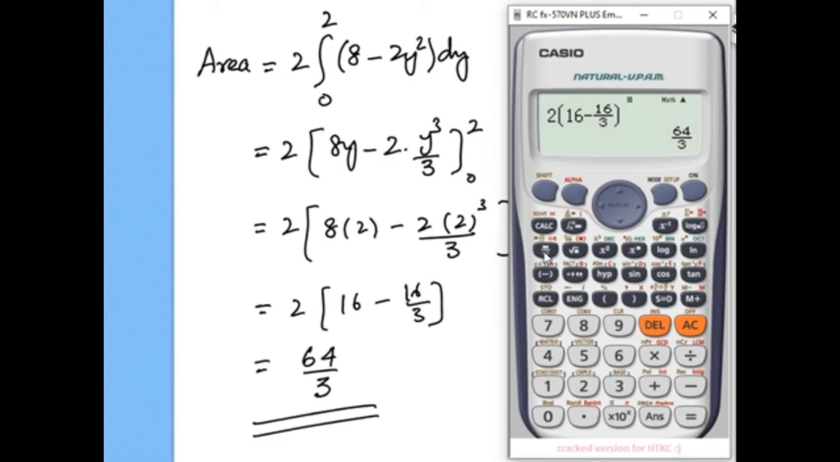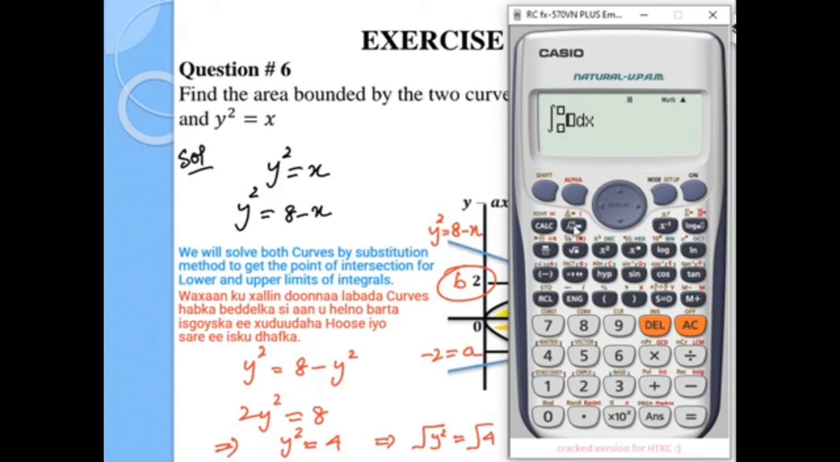Now I would use calculator to double check my answer. Okay, so that would be integral. So I would write 8 minus 2, instead of y, I would put x with squared, and lower limit is 0, upper limit is 2. So here we have 32 by 3, and definitely we will multiply the answer by 2 to get our answer. That 2 outside the number, that would be 64 by 3.